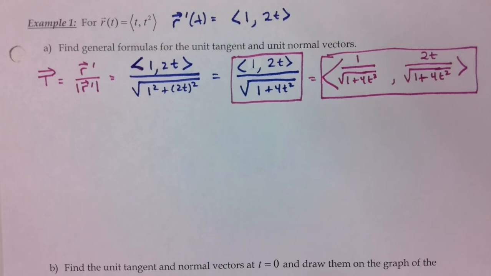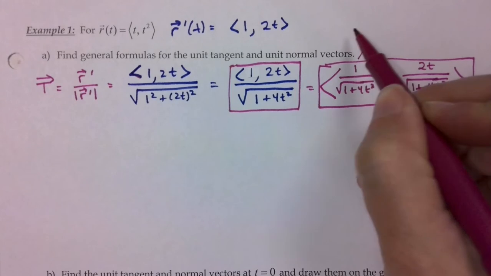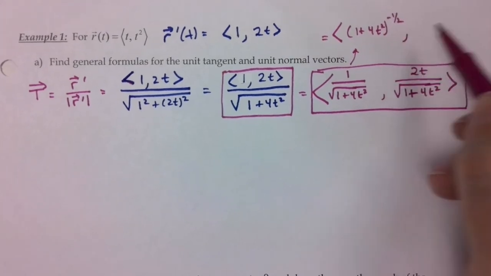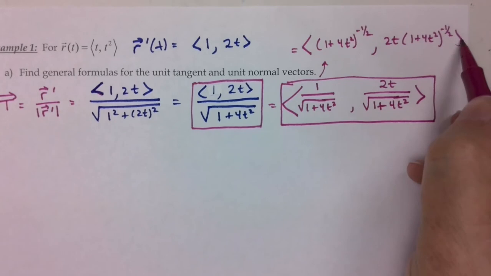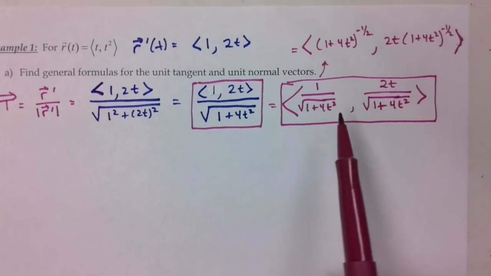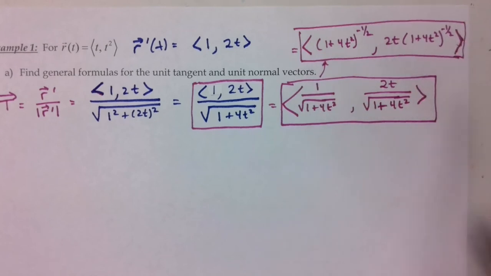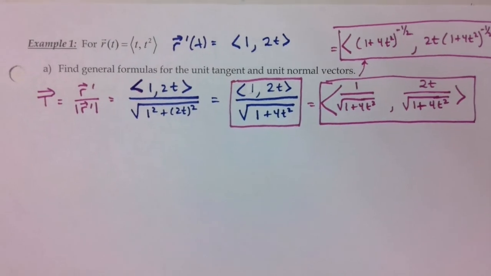Okay, now let's think about this. This is my tangent vector. I need to find the derivative of that tangent vector in order to do any of this. So to do that, I'm first going to rewrite this. I'll put it up here because I don't have anywhere else to go. This is (1 plus 4t squared) to the negative 1/2, and then it's 2t times (1 plus 4t squared) to the negative 1/2. Why am I doing that? Well, I recognize that I'm going to have to take the derivative, and we all know that taking derivatives with square roots is a no-go. So we're going to have to make them into powers and then go from there. This is another way you could write that same unit tangent vector. All right, to find the normal vector, I'm going to need the derivative of this. So let's find that.